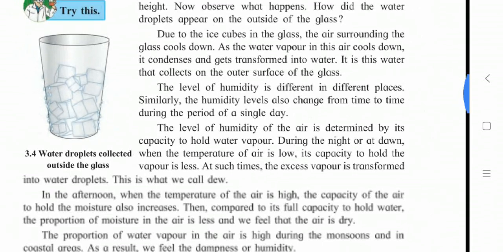In the afternoon, when the temperature of the air is high, the capacity of the air to hold moisture also increases. Then compared to its full capacity to hold water, the proportion of moisture in the air is less and we feel that the air is dry.